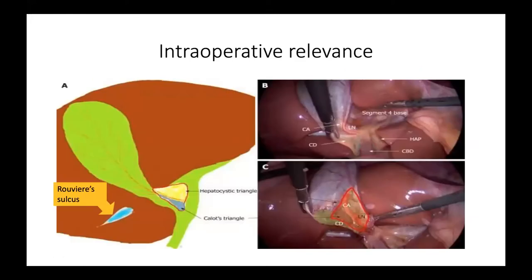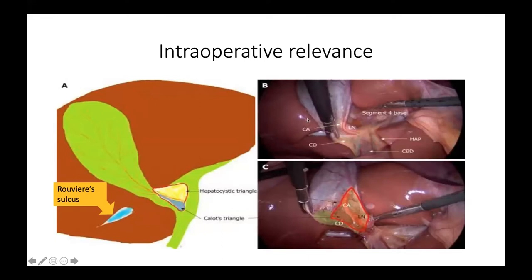So when performing a laparoscopic cholecystectomy in a large group of patients, you might be able to identify Rouviere's sulcus, which is a sulcus in the right side of the liver. And this is a very important sulcus because it is at the same plane as the CBD. And the idea is to keep your dissection above this sulcus when looking to dissect out the cystic artery and the cystic duct. Below the sulcus, there's a high risk of injuring the CBD.